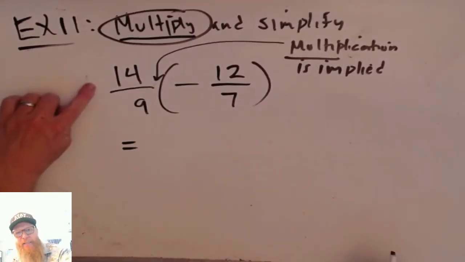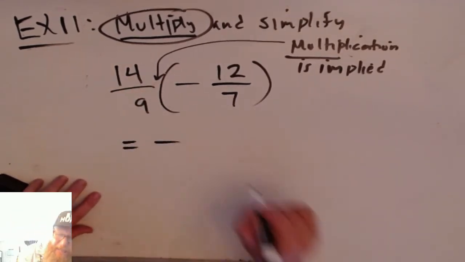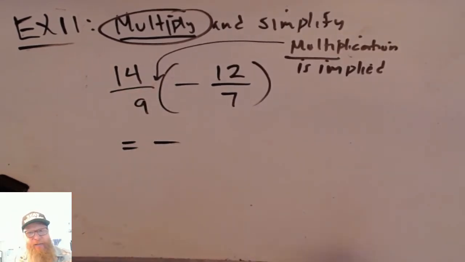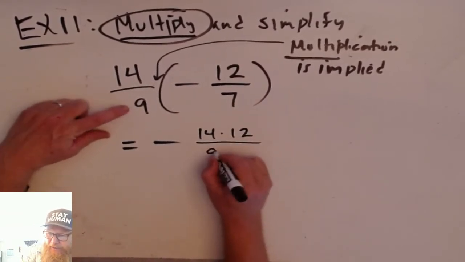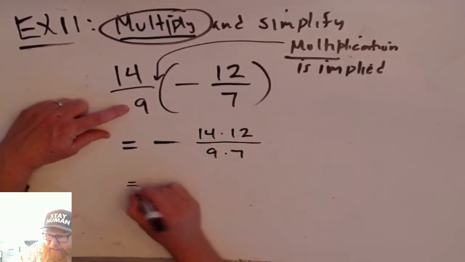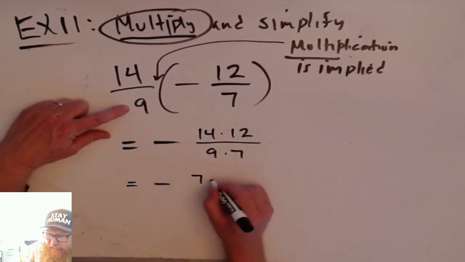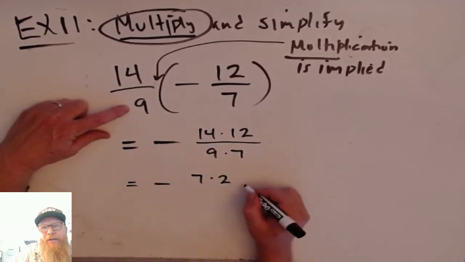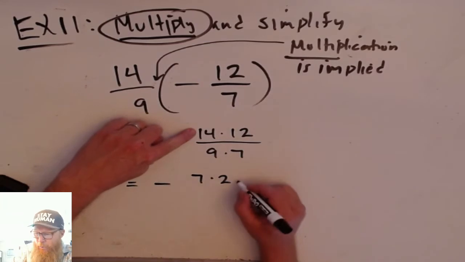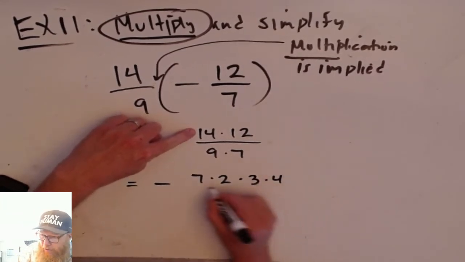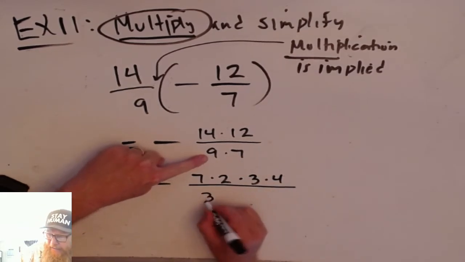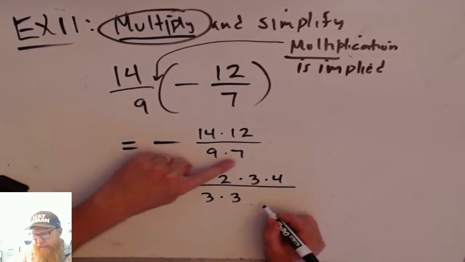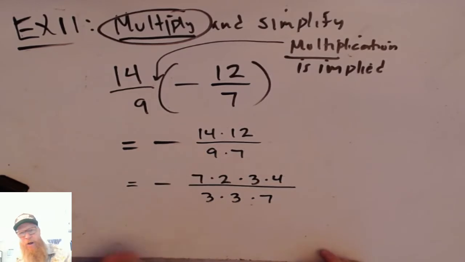So you have a positive times a negative, so you already know your answer is going to be negative. And now you can just do the problem. 14 times 12, 9 times 7. 14 is 7 times 2. 12 is 3 times 4. 9 is 3 times 3. And 7 is already prime.